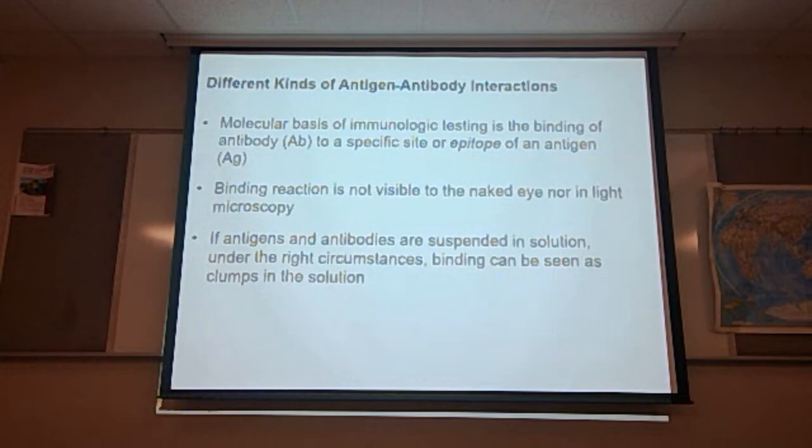Different kinds of antigen-antibody interactions. The molecular basis of an immunological test is the binding of the antigen and the antibody. It's the binding of the antibody to a specific site, or epitope, of the antigen. The binding reaction is not always visible to the naked eye, nor in light microscopy. If the antigen-antibody complex is suspended in a solution, under the right conditions, binding can be seen as clumps in the solution. They'll sort of settle out, and you'll have a little sediment at the bottom of your tube.